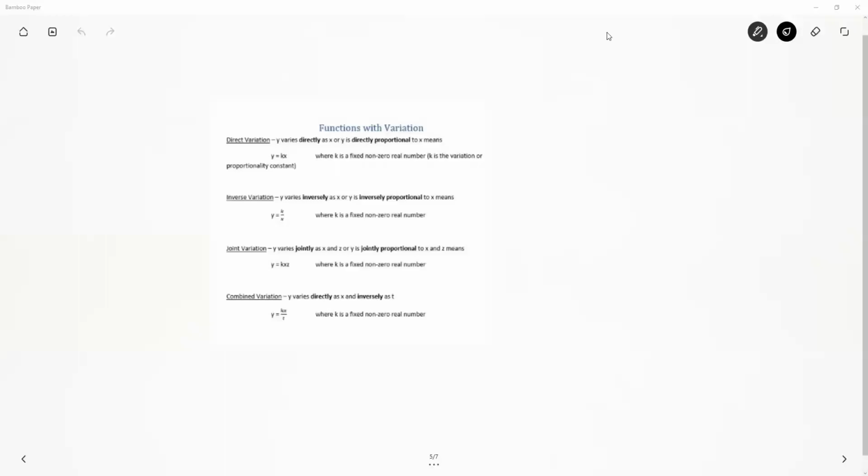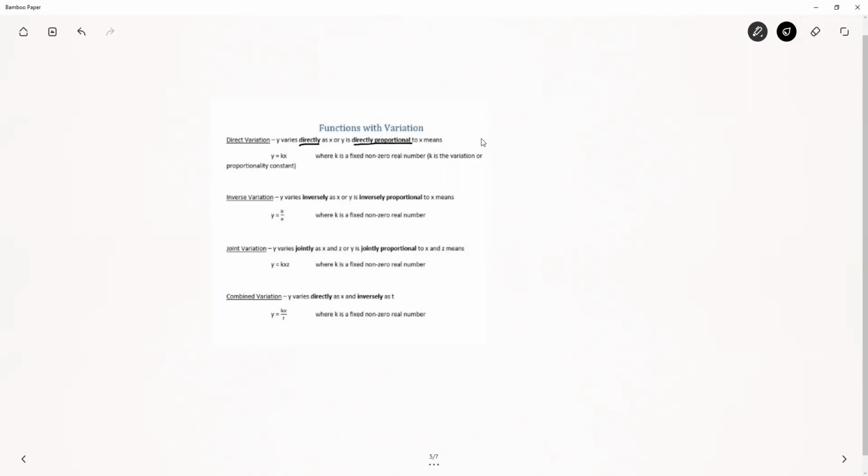Let's talk about functions with variation. First off, we have a few different types. We have direct variation, inverse variation, joint, and combined. So essentially what we have with these is we're looking for keywords. So for instance, words like varies directly or directly proportional.